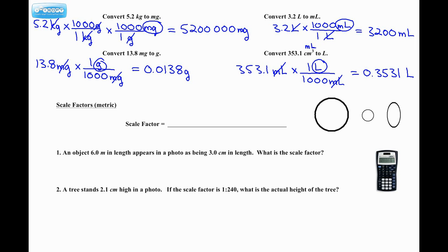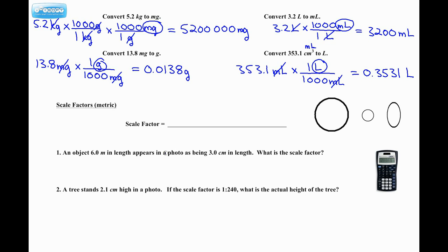Okay, moving on to scale factors. What is a scale factor? Well, specifically what it is, it's a ratio. A ratio of what, though? Well, if you've ever looked at a picture or a photograph of a person, an animal, a building, or something like that, of course you know that the size of the image in the photograph is not its actual size. And, well, typically that's a good thing.